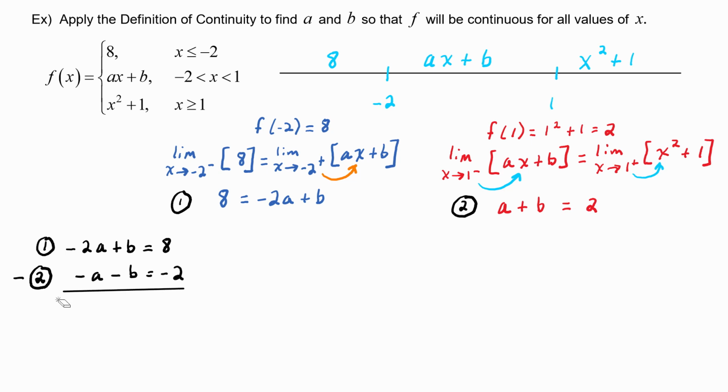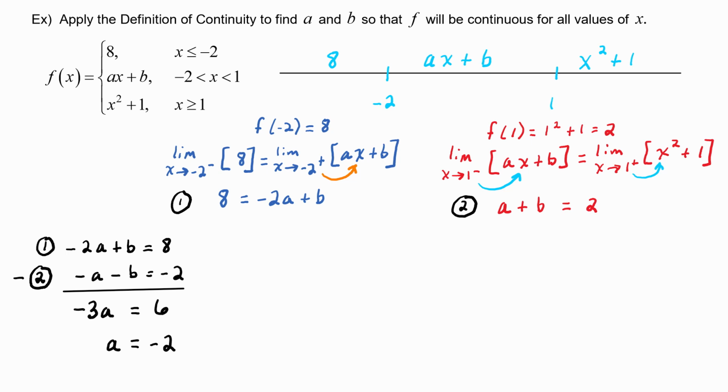Now I can add these two equations up, and we get negative 3a. The b's are going to cancel. That's why we subtracted the second equation, equals 8 minus 2, which is 6. Then dividing by negative 3, we get that a is equal to negative 2.